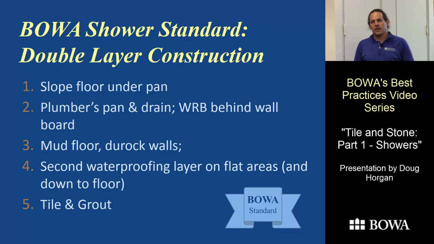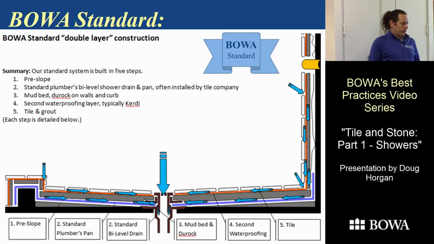Okay, so as I said, we came up with a way to stop any of these issues from happening, and it's our standard construction method. It's a double layer of waterproofing. And a guy came up with this, and we adopted it quickly. It's a really great idea. Here's a drawing which kind of shows the gist of it.